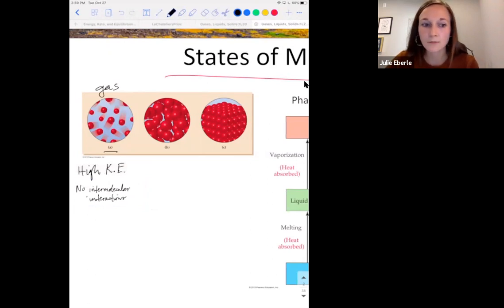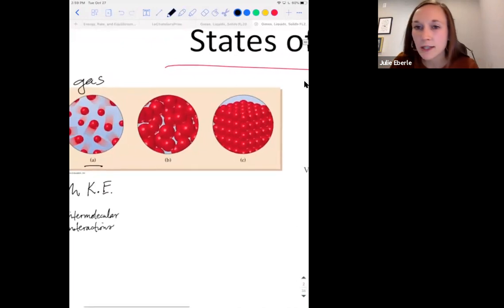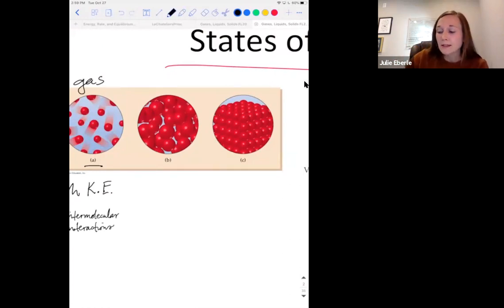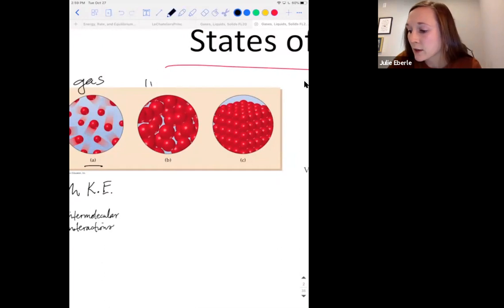Ashlyn says liquid. Dakota says liquid. That's correct. You can see some space between these molecules, the red spheres. So they're kind of fluid, but there's not as much space as the gas particles. So they're closer together, but they can still move. So this is definitely the liquid, which means this one's the solid.